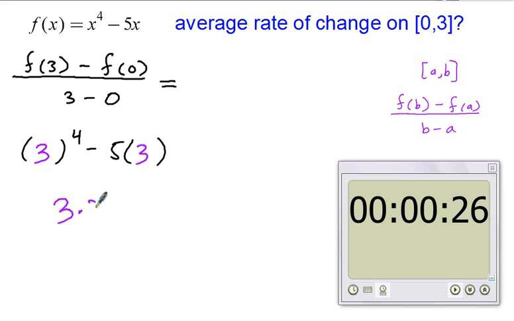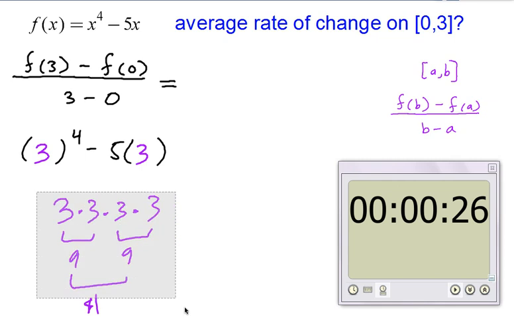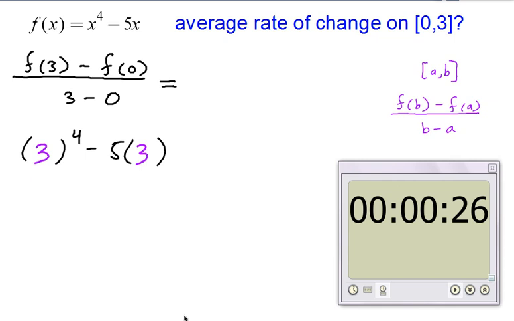So 3 to the 4th is 1, 2, 3, 4 factors of 3. This makes 9. This makes 9, and this does indeed make 81. All right, so 3 to the 4th power is 81. And I'll restart my timer with that. Okie doke. So we have 81 and 15. All right, so f of 3 is 81 take away 15.